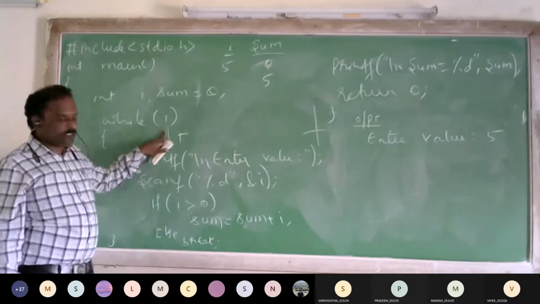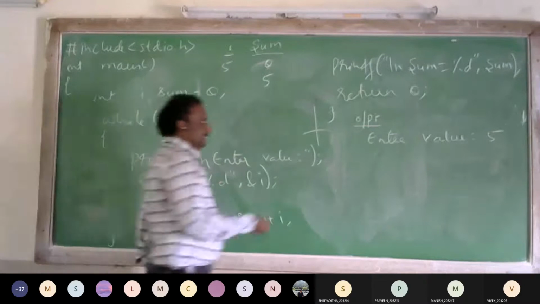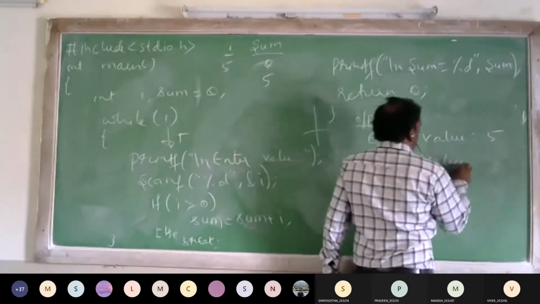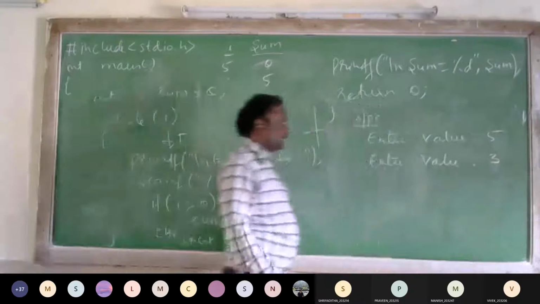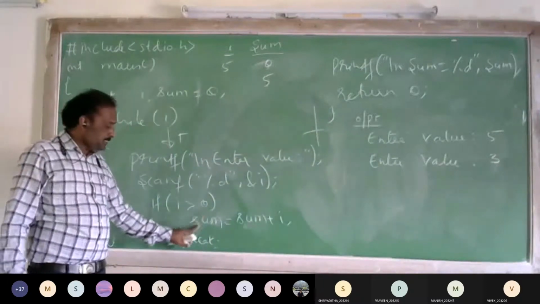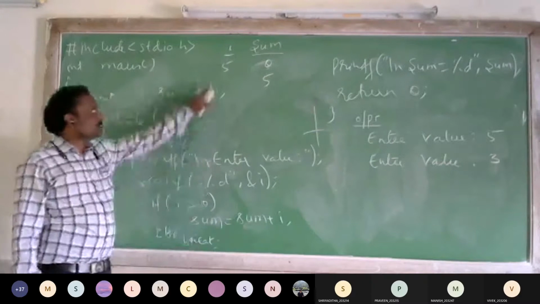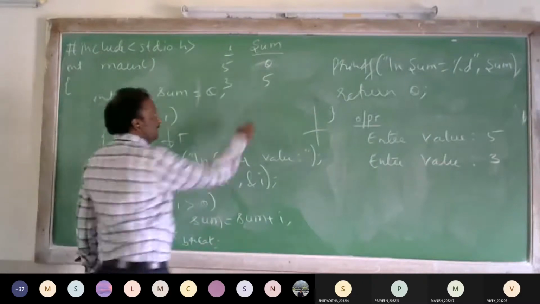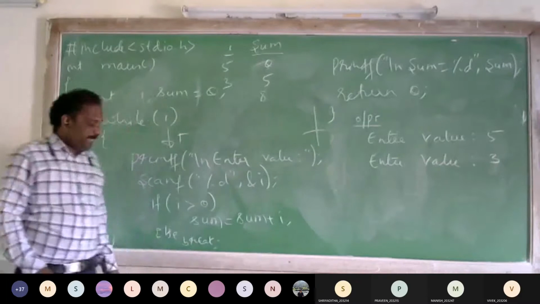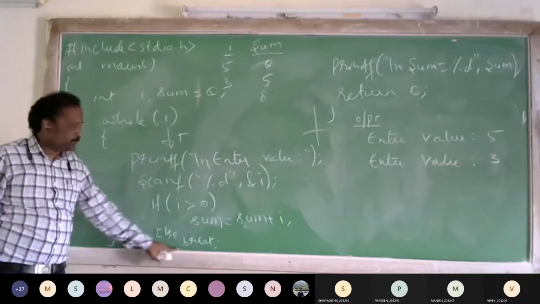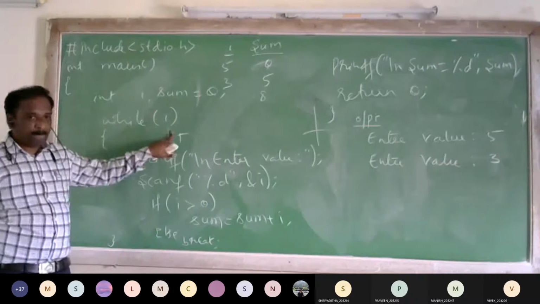While loop, 1 means true. Enter value. The value is 3. Now 3 is greater than 0. Yes, then add that to sum: sum is equal to sum plus i. 5 plus 3, the new value of sum is 8. Since i is greater than 0, this is executed and the else part is not executed. So the control will come here.